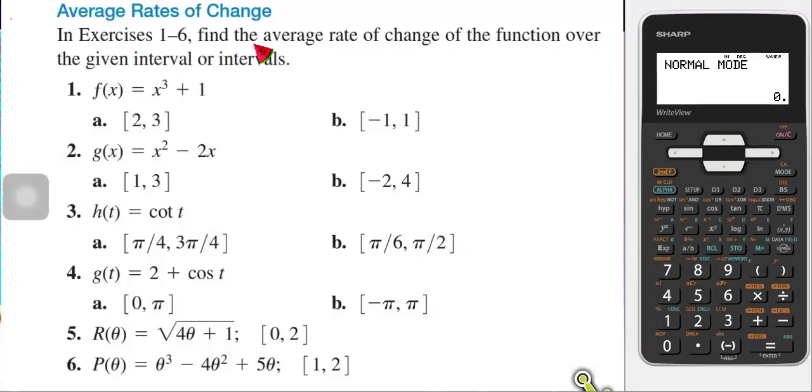Okay, this one says find the average rate. So I saw the word average there. I also saw it there. So I require two points of change of the function over the given interval. It's the same thing as between the given two points. That means this one is x1, this one is x2.